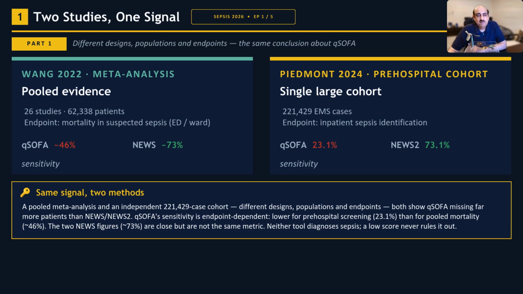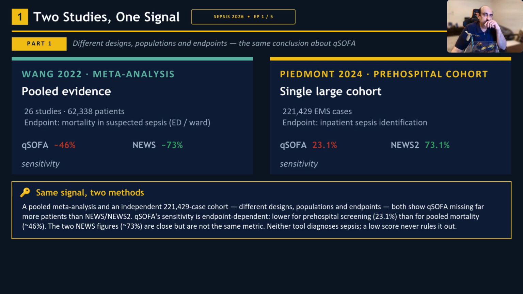Okay, this is one of my very favorite slides. The two studies side by side. What's the clinical evidence? On the left, you have Wang 2022, a meta-analysis of 26 studies with over 62,000 patients included, looking at mortality in suspected sepsis patients across emergency department and ward settings. We've said it, out of ICU settings. qSOFA sensitivity is around 46% versus NEWS of 73%. Okay, established.